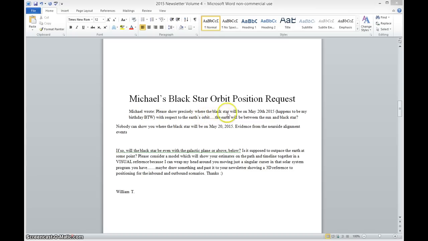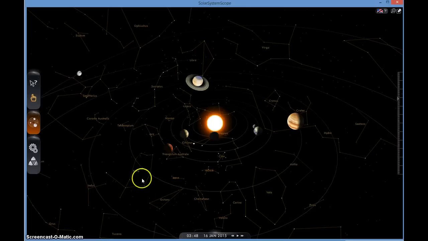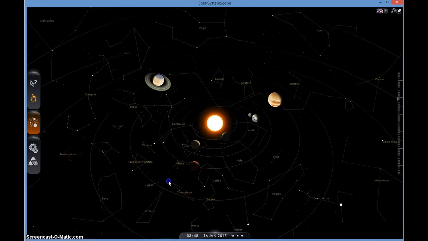Please show precisely where the black star can be on May the 20th, 2015. Oh, that just happens to be your birthday. With respects to Earth's orbit, the Earth will be between the sun and the black star. No, or yes. This is kind of complicated. So let me try. Let's see where we want to begin here. This, I think you do not want.